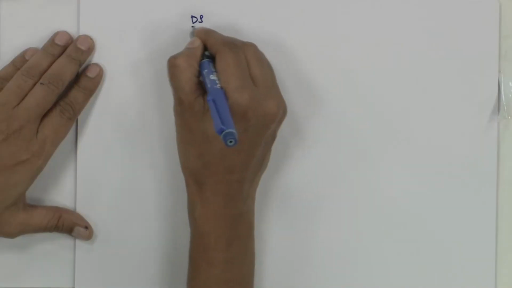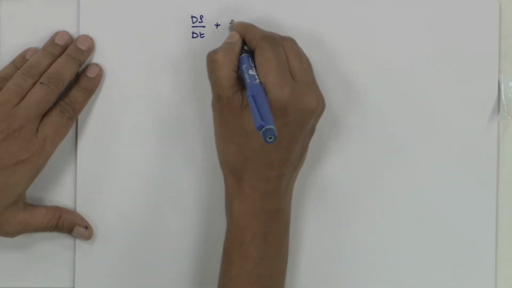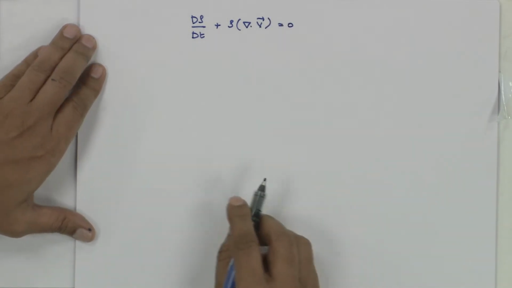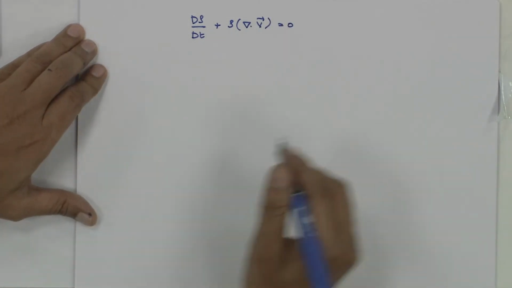So, what we will try to do is, we will summarize all the equations which we have written so far. What is it that we got? d rho by dt plus rho del dot V equal to 0. This is the conservation of mass.